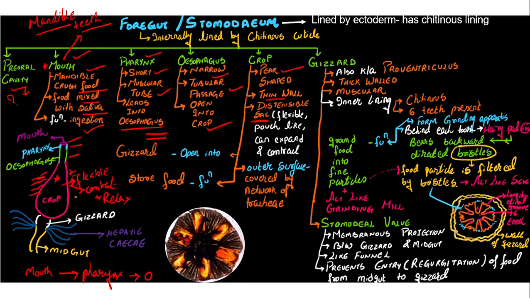The outer surface of the crop has a network of trachea. The crop opens into the next part of the foregut. We call it the gizzard.